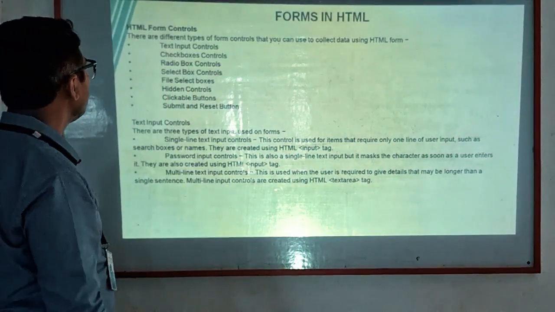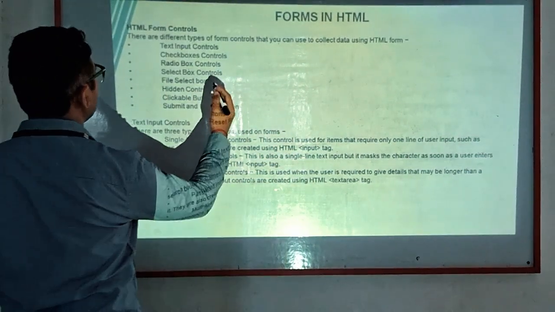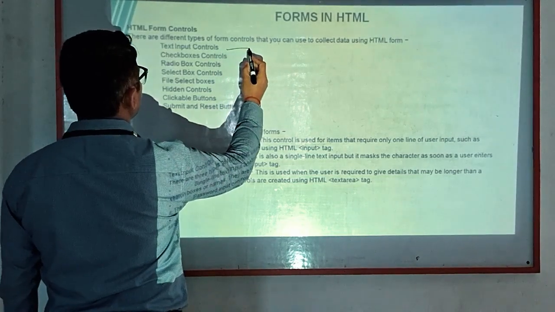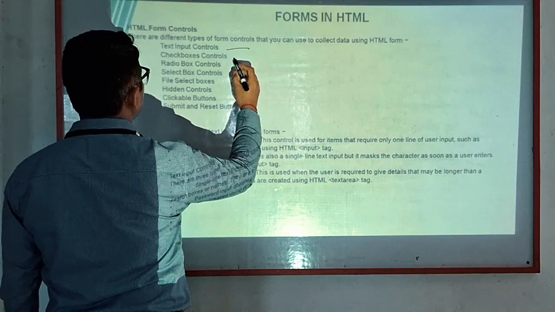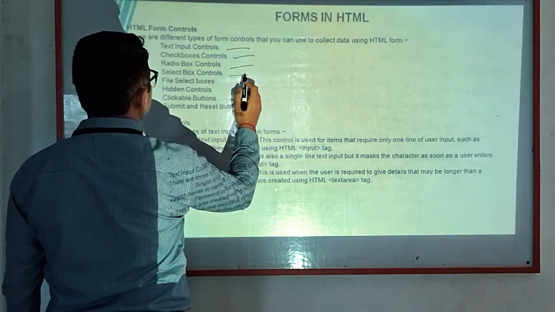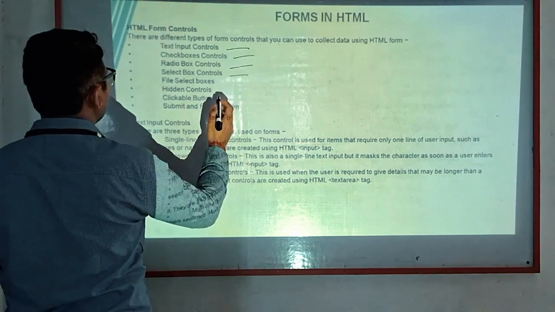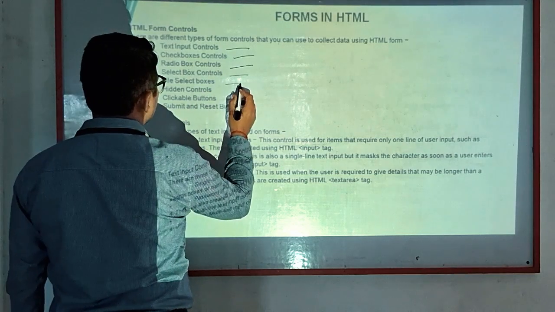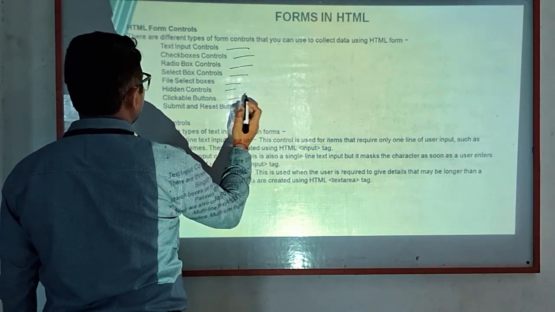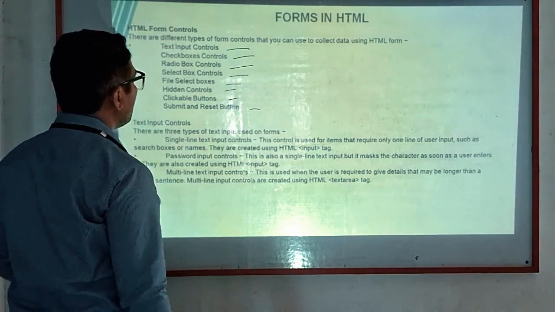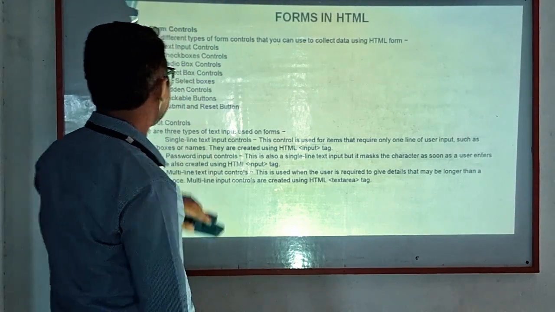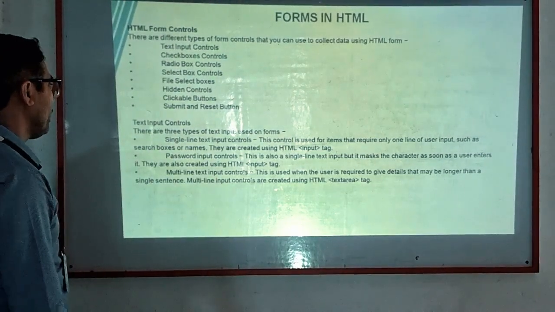Now here I have already explained form controls. There is a text input control, a checkbox control, a radio button control, then a select box like the drop down, a file select control box, a hidden control box, clickable buttons, and submit and reset buttons. All of these are available in forms. You can try different things.